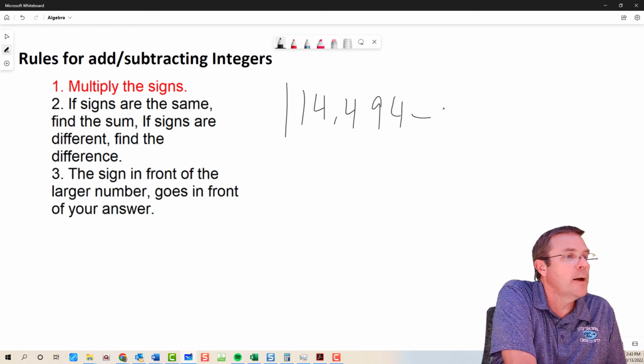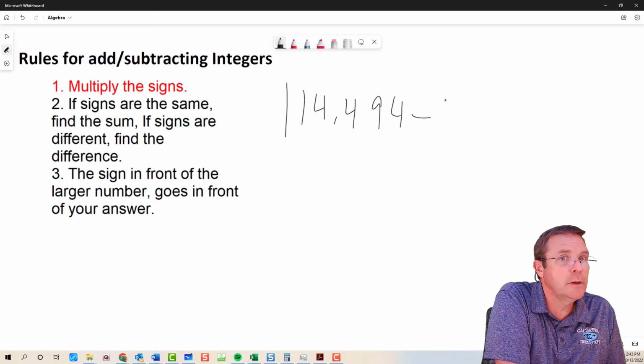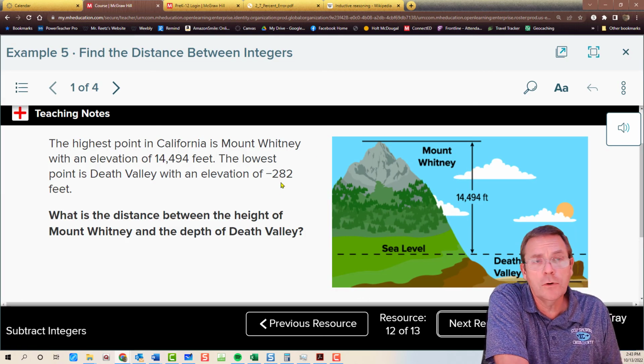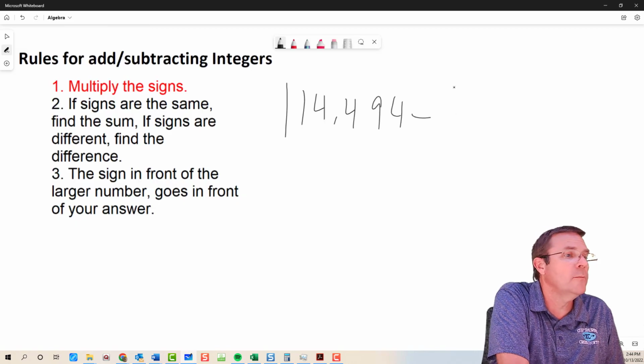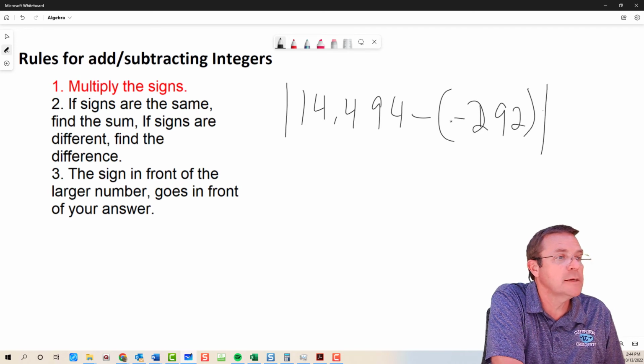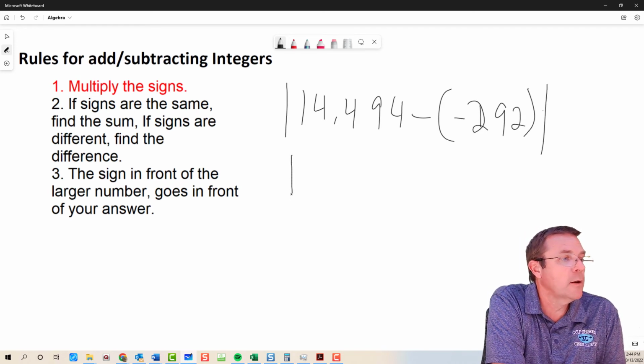No positives, no negatives. So we've got to do the absolute value of 14,494 feet minus a -282. And here's where the big issue is going to be. Now I've got an ugly problem going on. I just did minus a negative. We're going to make that ugly problem pretty.